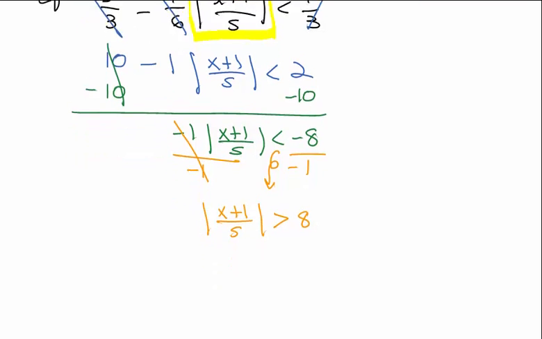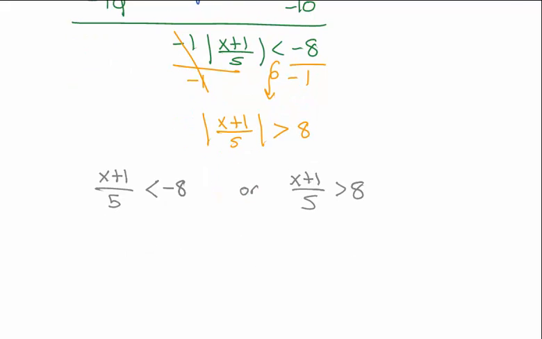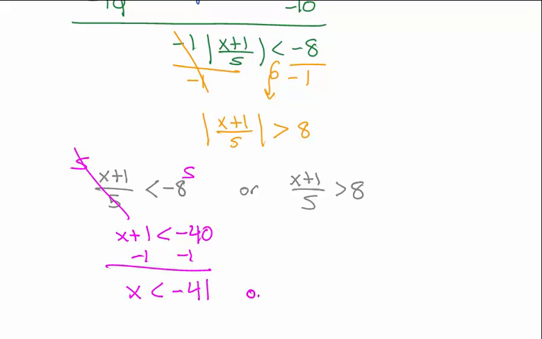Which means now we treat this absolute value like it's a greater than absolute value. Greater means we're going to set up the OR. X plus 1 over 5 is switch the sign, switch the symbol, less than negative 8. Or x plus 1 over 5 is, keep it the same, greater than 8. And solve these remaining equations. Multiplying by 5 gives us x plus 1 is less than negative 40. Subtract 1, and x is less than negative 41.